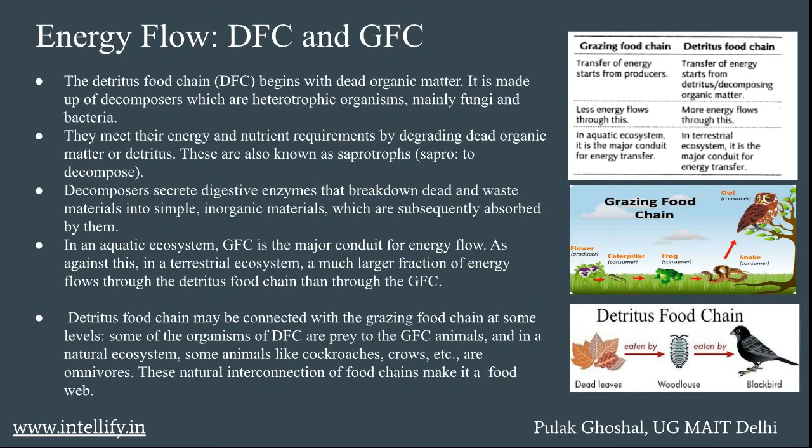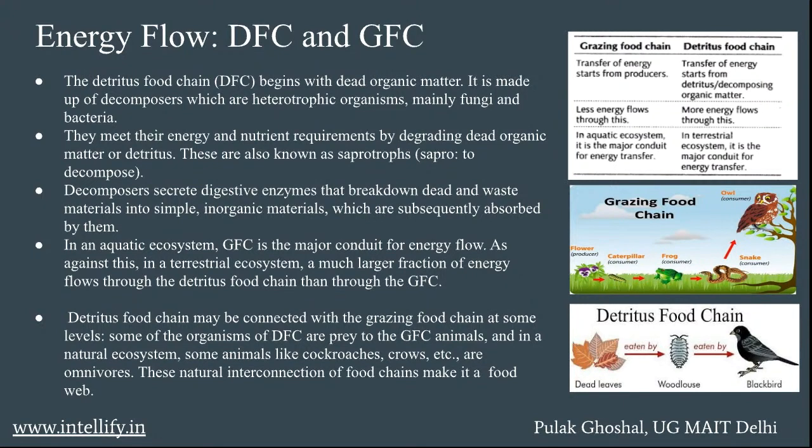Here is another example of a grazing food chain we discussed in the previous slide: the grass, then grasshopper, then the bluebird, and further the snake, and then the owl. Similarly, this is an example of a grazing food chain. While there is a detritus food chain, that is dead leaves, microorganisms, then wood louse, and then blackbird will be eating this. So this is a detritus food chain.